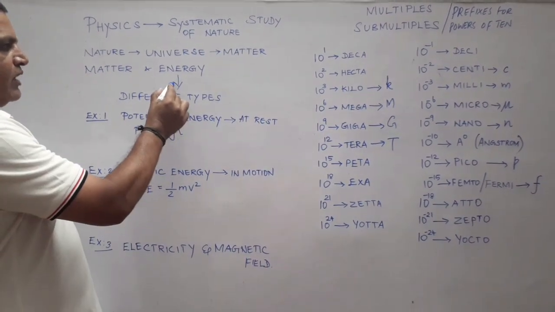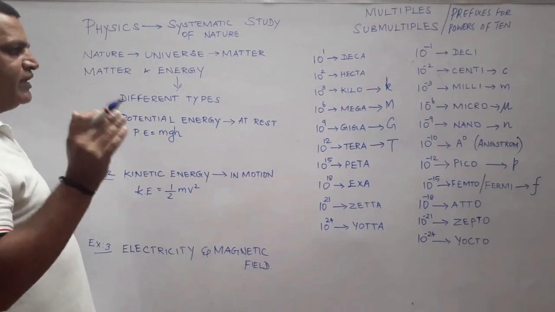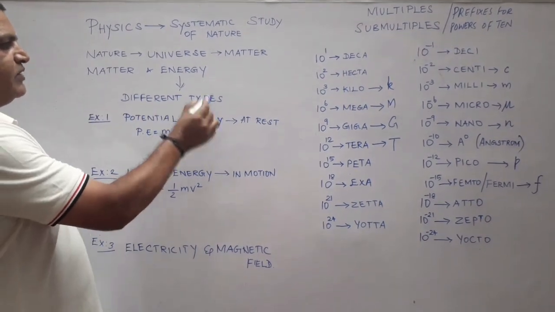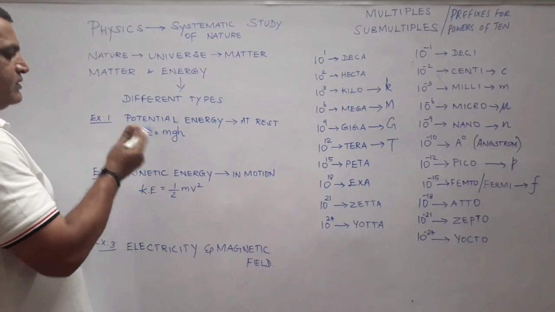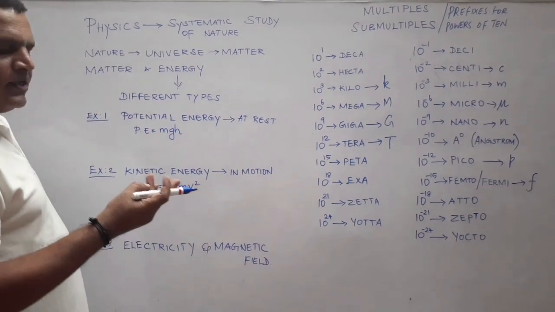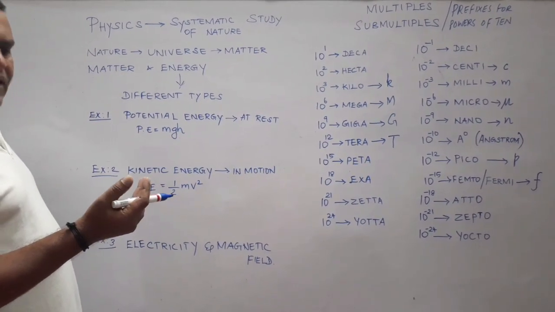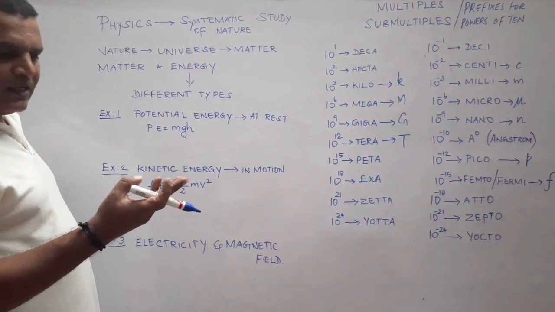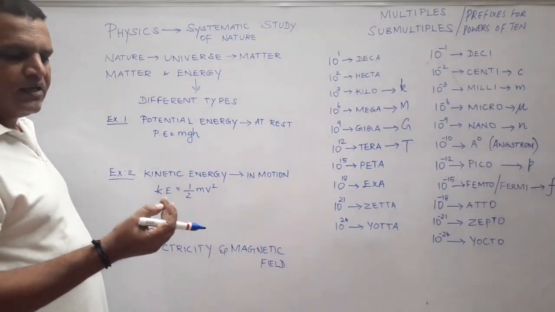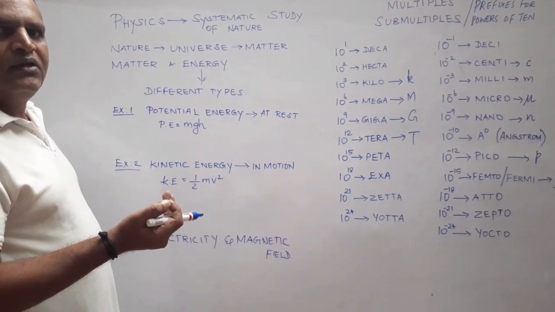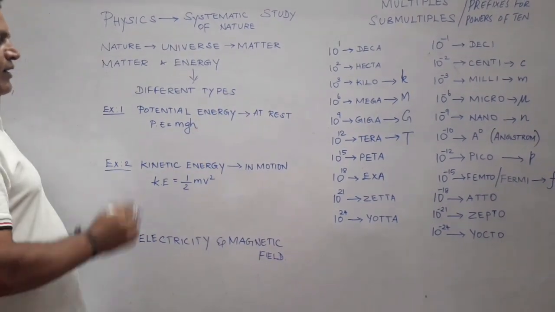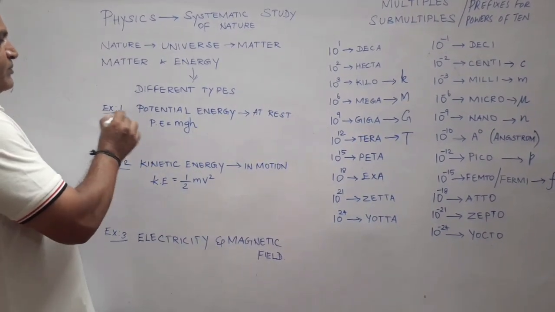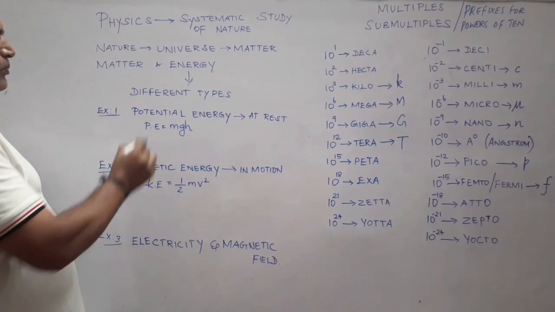So in our day-to-day life we come across so many energy sources, different types of energy sources. We call them potential energy, kinetic energy, magnetic energy, electrical energy, sound energy, light energy, tidal energy, wind energy, geothermal energy, and so on. We can keep on adding. Now let me explain one type of energy.